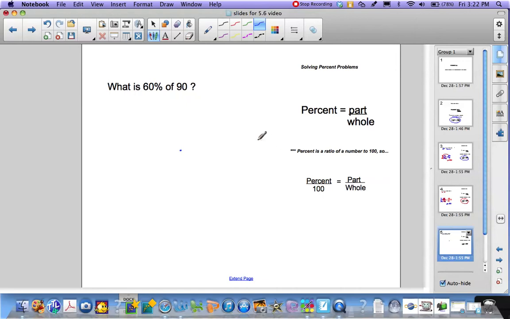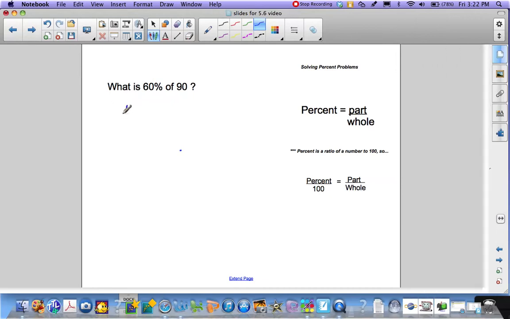Let's look at one more. What is 60% of 90? Now we've already worked on finding the percent of a number, and we know we can make the percent a ratio and multiply. So I could do 60/100ths times 90. But I can still use this proportion down here: percent over 100 equals part over whole. Let's just take a look at that.